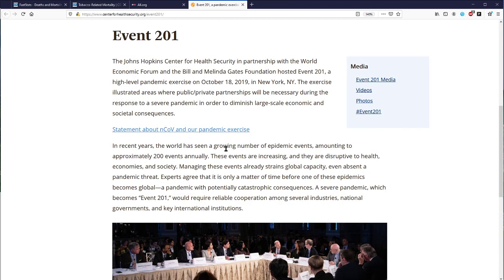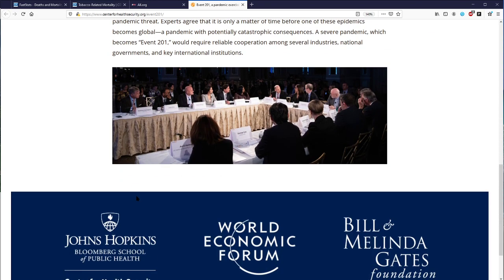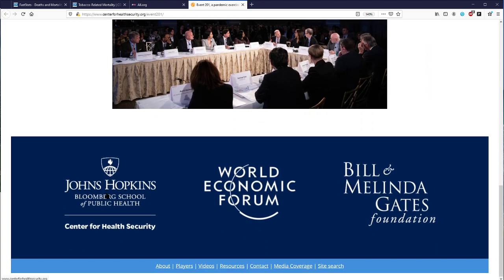In recent years, the world has seen a growing number of epidemic events, amounting to about 200 events. These events are increasing and they are disruptive to health, economies, and society. Managing these events already strains global capacity, even absent a pandemic threat. So they hosted this exercise.